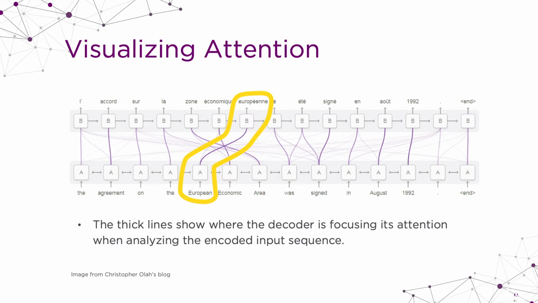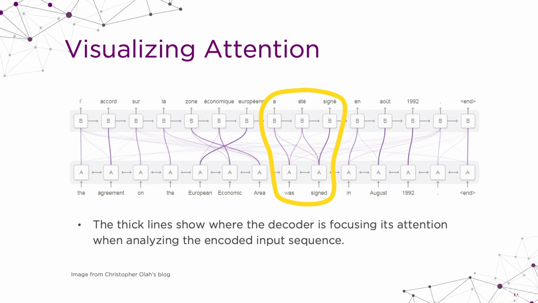So here the attention is looking at the correct word, which is European. And here you see another interesting example. In some cases, we have a different number of words to express the same concept. Like here we have "was signed", which will become "a été signé". So now we have 3 words.